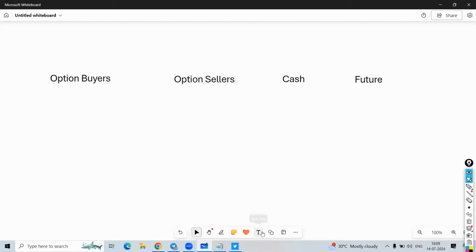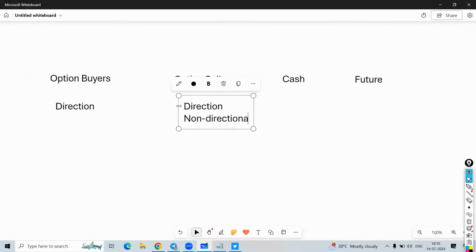So what is important when it comes to an option buyer? Just be very clear. Direction, right? An option buyer needs direction. An option seller can be directional, can be non-directional. Both cases are possible.